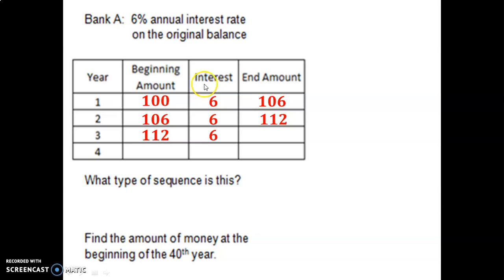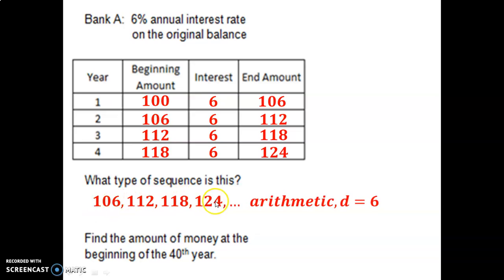Once again, that interest is being applied only on the original balance. You're not gaining anything from these ending amounts. So there's 6 more, 118. The next year begins with 118, you gain 6 more, and you have 124. If you look at the sequence, this is an arithmetic sequence with a d-value of 6. It's always going up by 6, that extra 6 you gain every year.